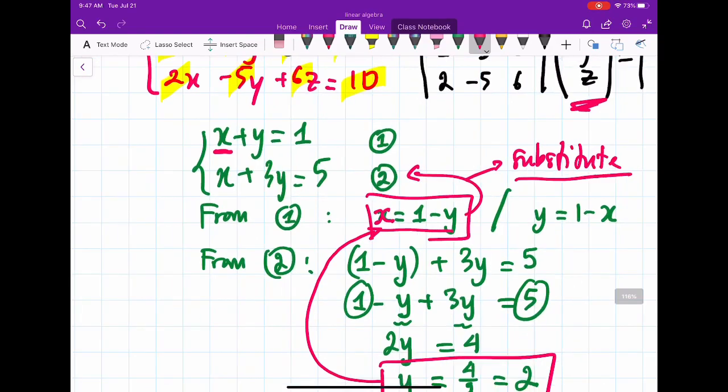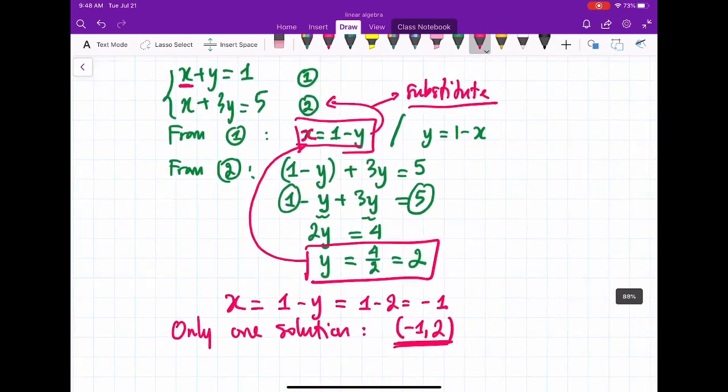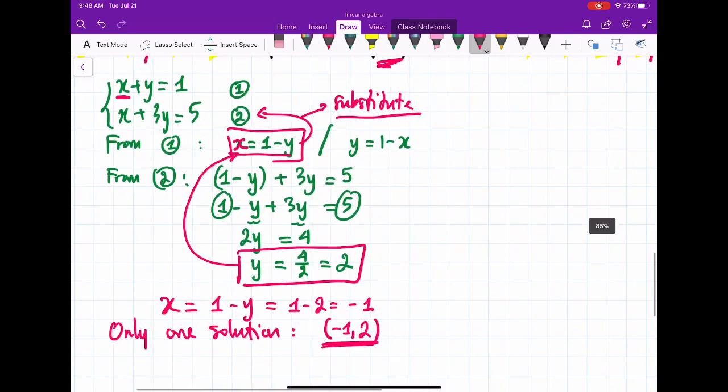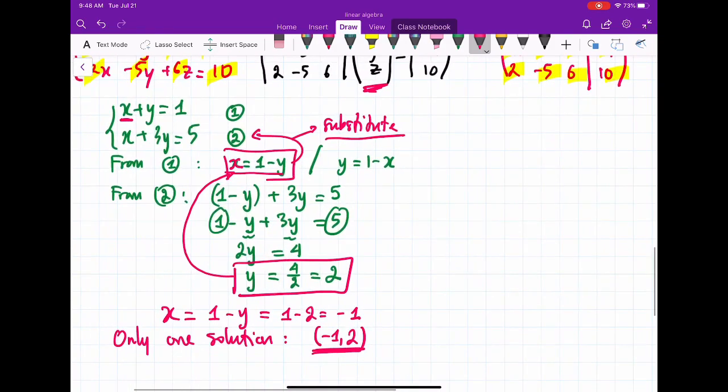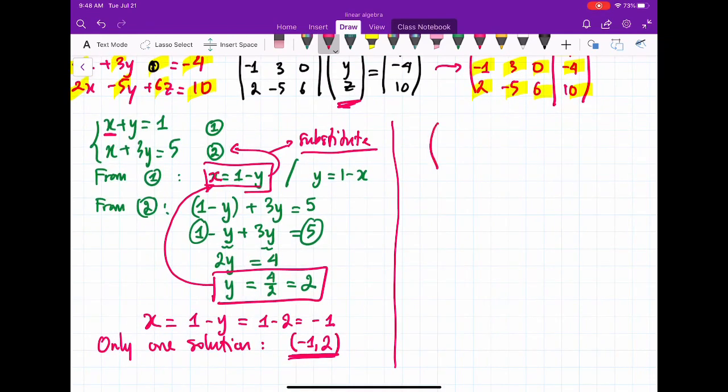Okay, so now I will show you how to solve such system in the matrix form. Okay, so let me write here so you can compare, right, which method looks better. Okay, so the matrix form looks like 1 1 in here. I have 1 1 3. I have 5 in here.